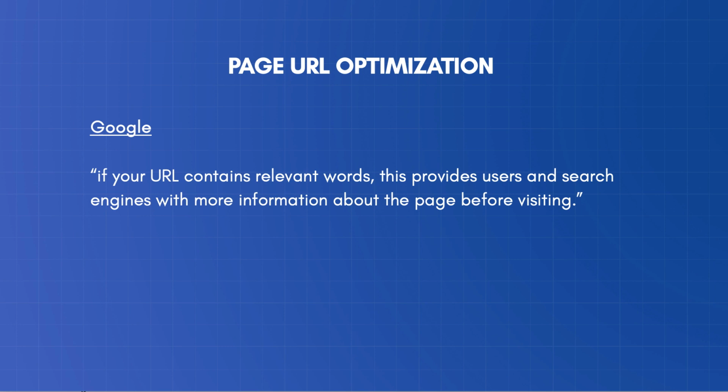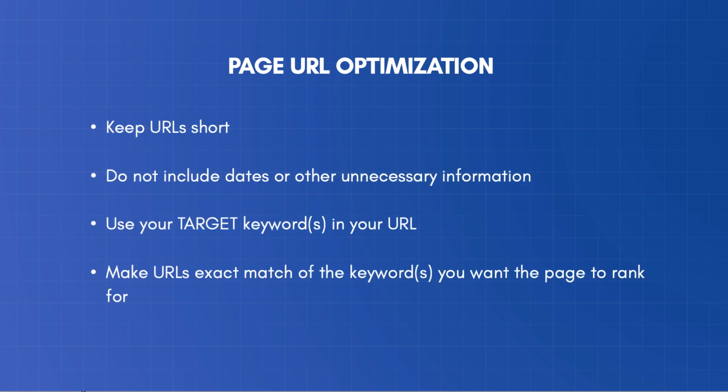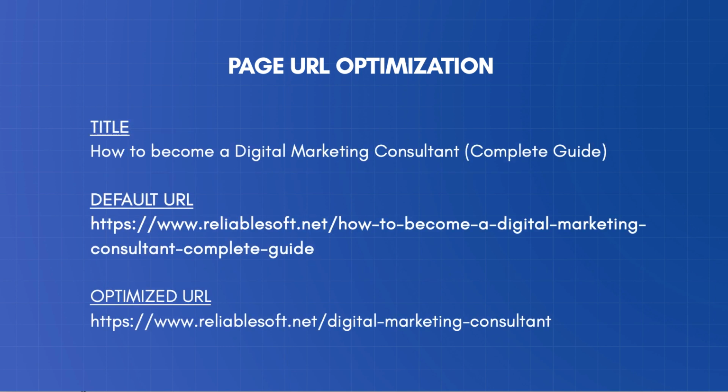To optimize your page URLs, follow these simple guidelines. Keep your URLs short and to the point. Do not include dates or other unnecessary information. Make URLs an exact match of the keywords you want the page to rank for. Let's review a couple of real examples to understand how to apply the above rules in practice.